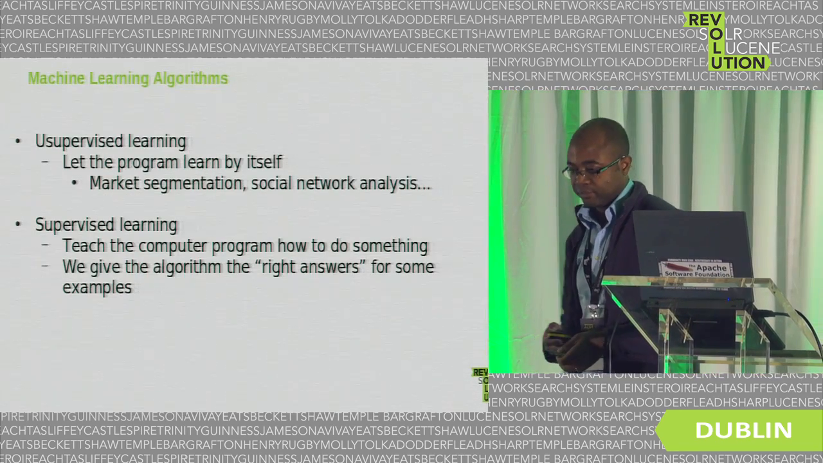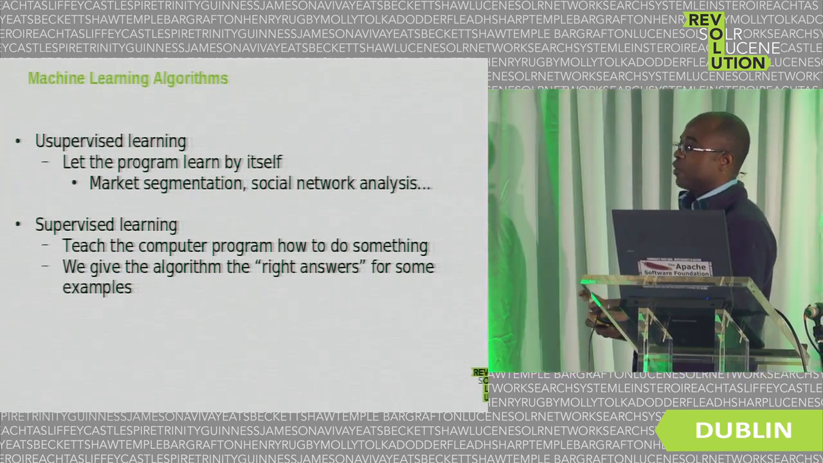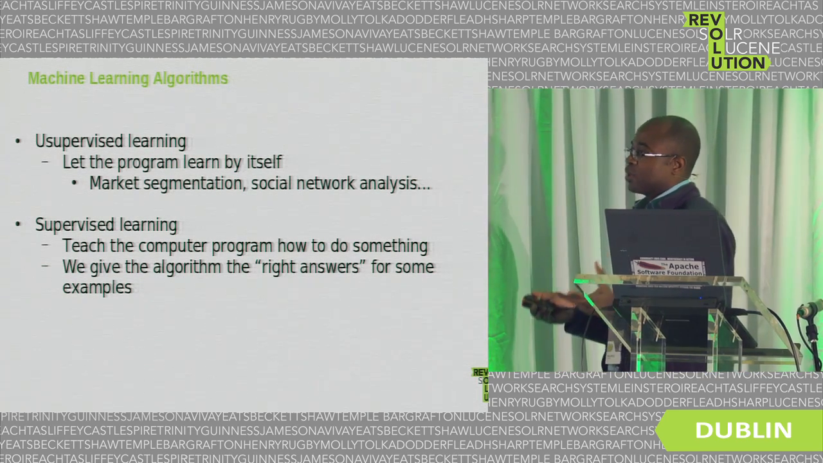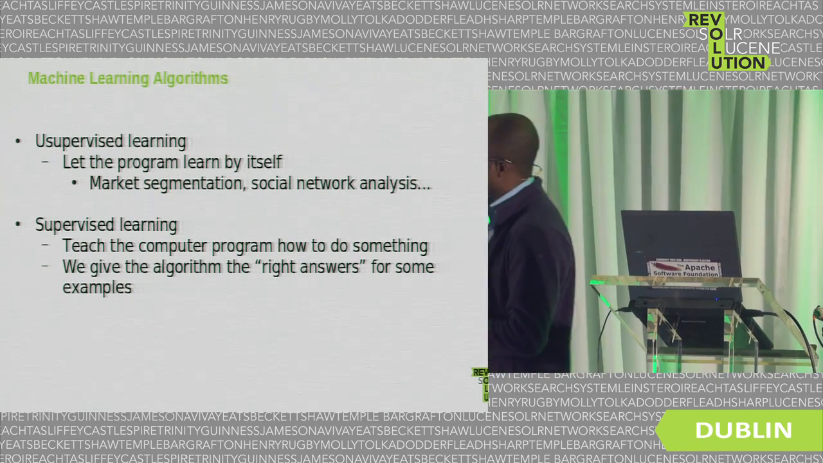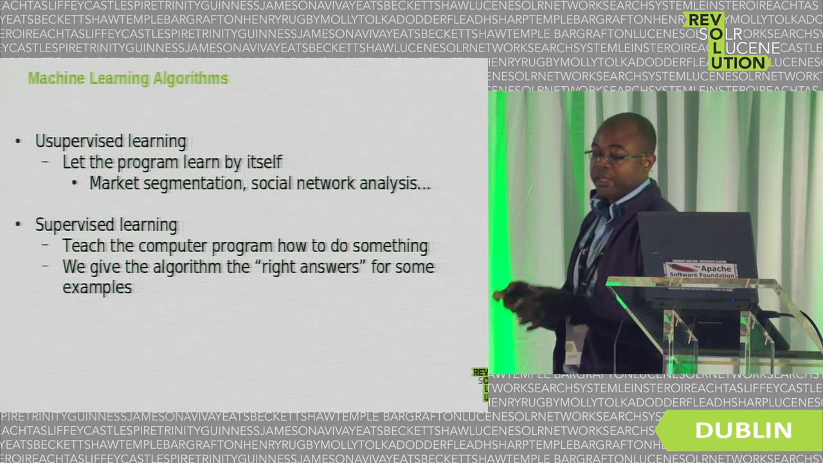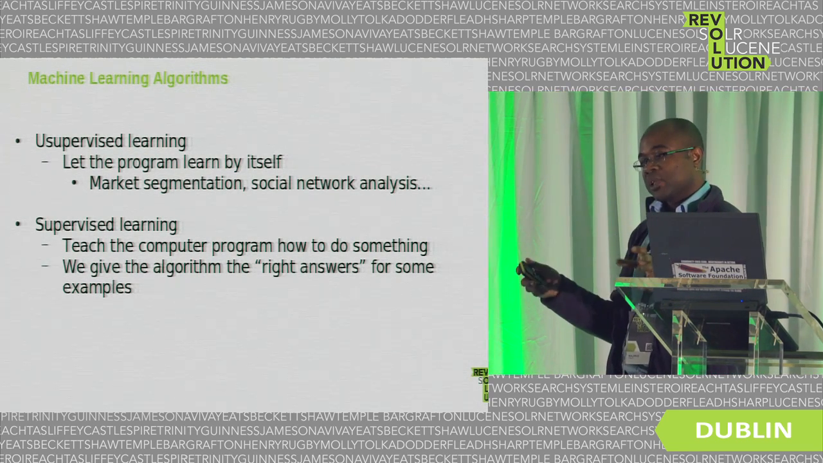So when you are dealing with machine learning, you have two types of algorithms: unsupervised learning and supervised learning. In unsupervised learning, you let the algorithm learn by itself.